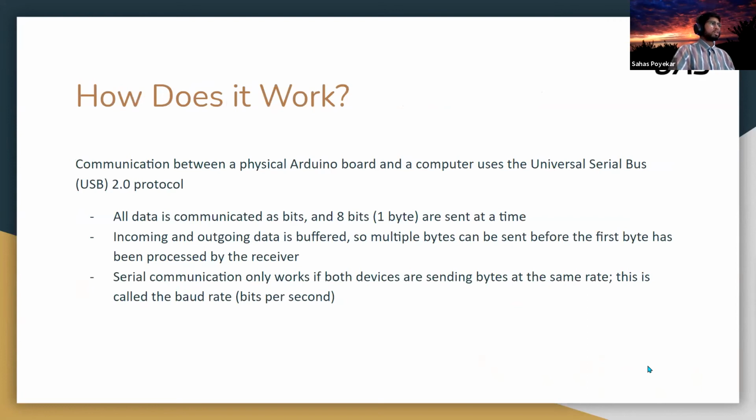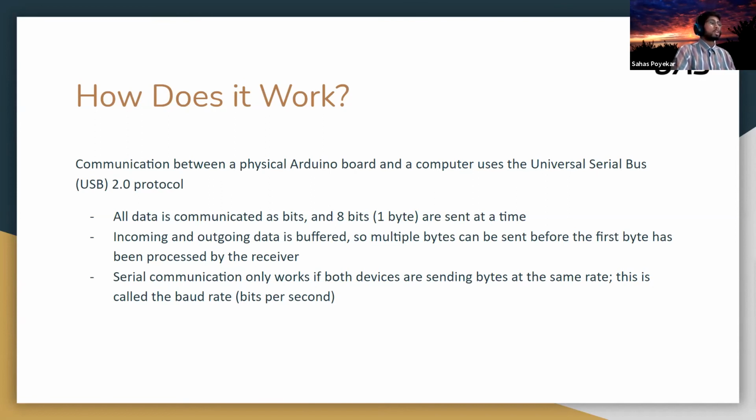So how does this work? The communication between an Arduino board and the computer uses a USB 2.0 protocol. All the data is communicated as bits, and specifically 8 bits, or 1 byte, is sent at a time. Incoming and outgoing data is also buffered. So if multiple bytes are sent before the first byte has been processed by the receiver, it's essentially sending packets of information.